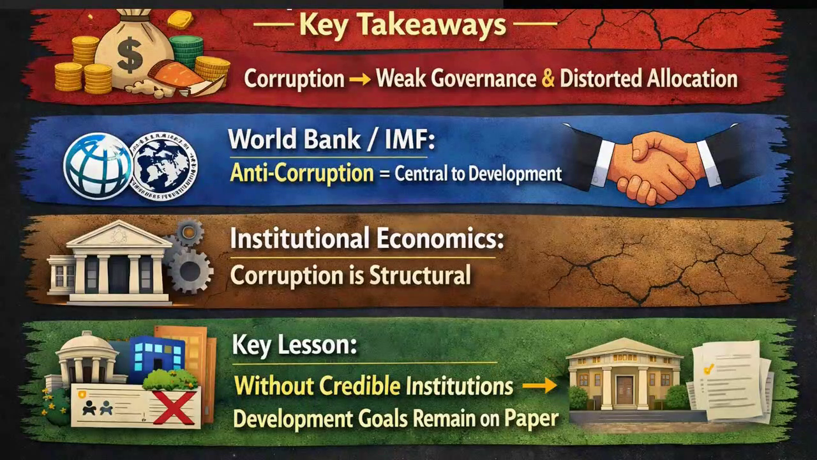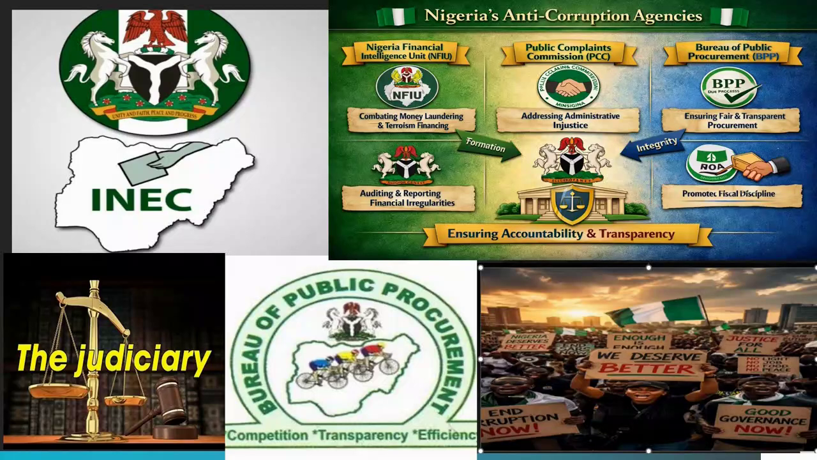So far, we've seen that corruption undermines governance, distorts resource allocation, and sustains extractive institutions. For the World Bank and IMF, tackling corruption is central to development assistance. For institutional economists, corruption is structural. It shapes the rules of the game. The key lesson is clear. Without credible institutions, development goals remain on paper. Corruption transforms potentially inclusive institutions into extractive ones, trapping societies in cycles of poverty and mistrust.